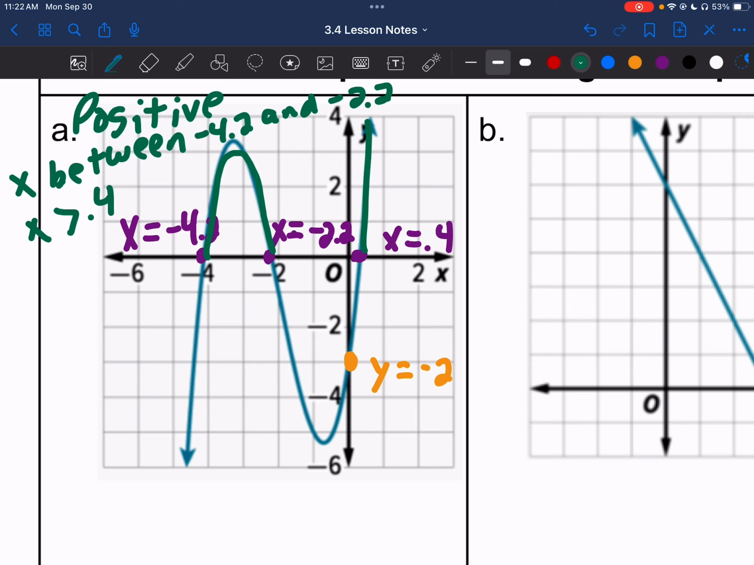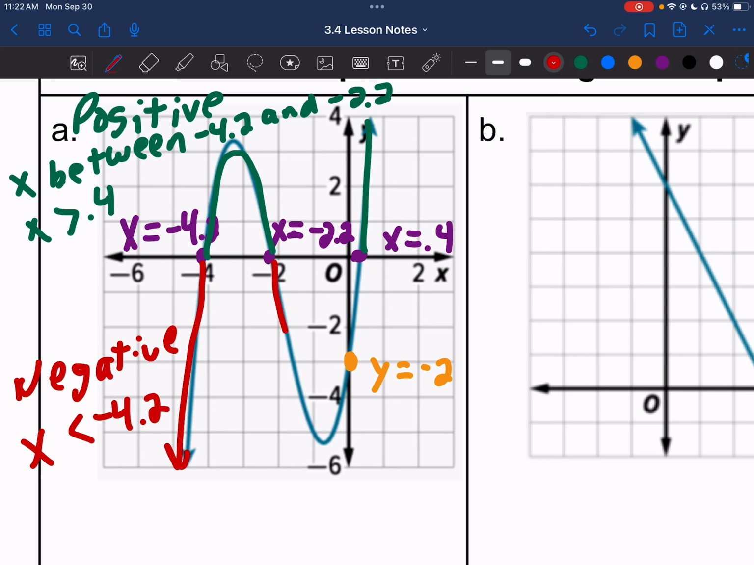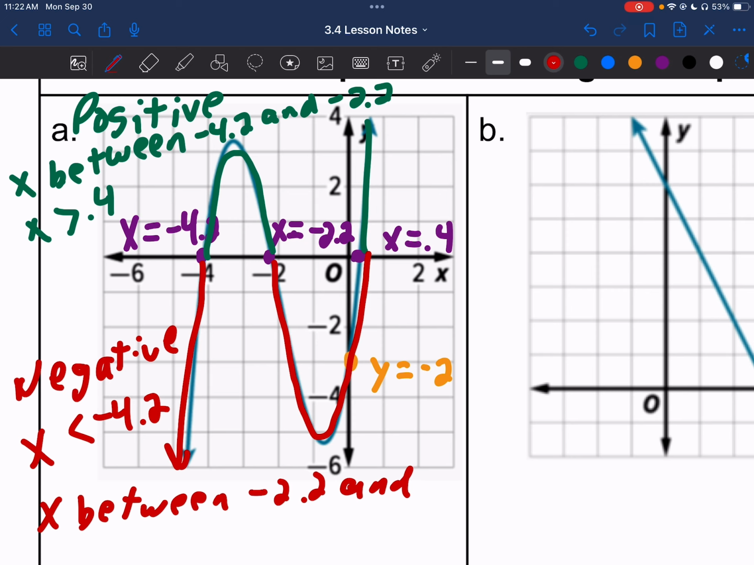Where is this graph going to be negative? Well, it's this part right here, so negative, x will be less than negative 4.2, and it'll be this interval right here, so it'll be x is between negative 2.2 and 0.4.